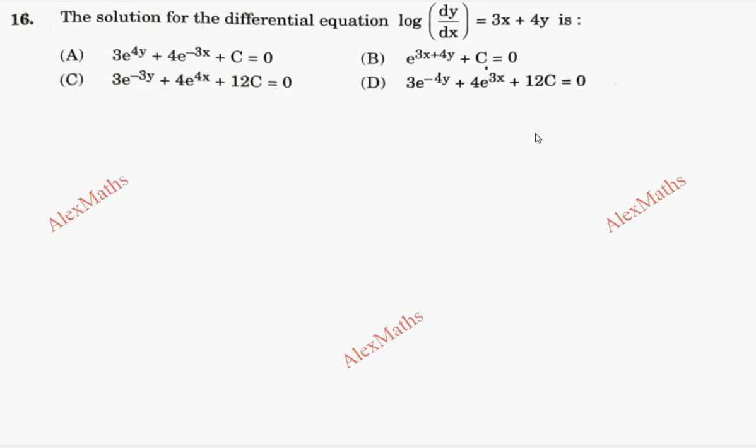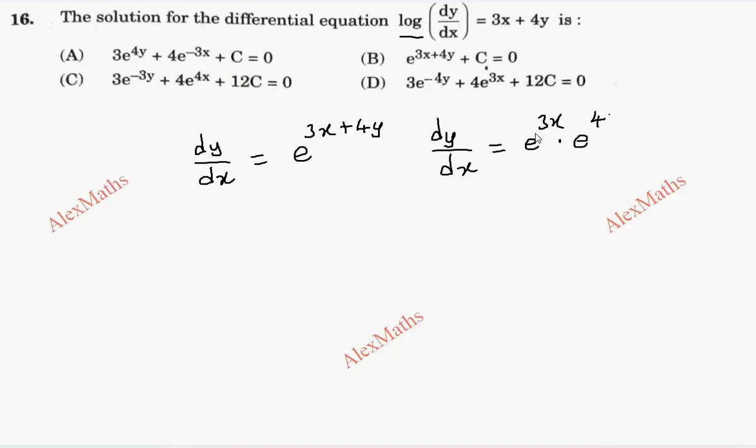Question number 16. They want the solution for the given differential equation. When I remove log, we get dy by dx, and on the other side it will become e power 3x plus 4y. So we rewrite this as dy by dx equals e power 3x into e power 4y. We have to do variable separable. So dy by e power 4y equals e power 3x dx, and we have to integrate this. When this goes up, this is e power minus 4y.